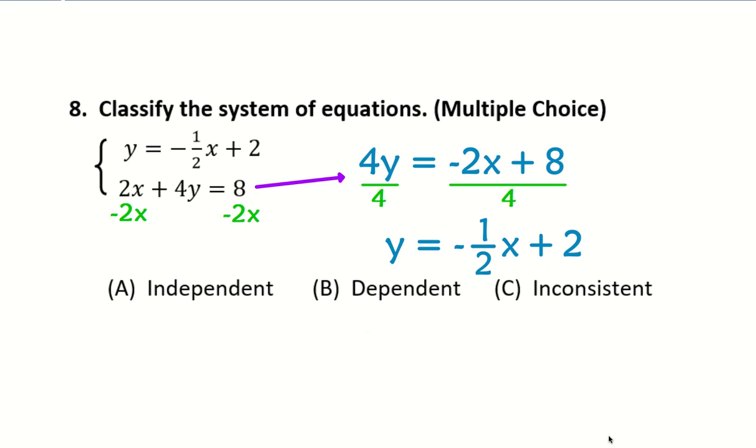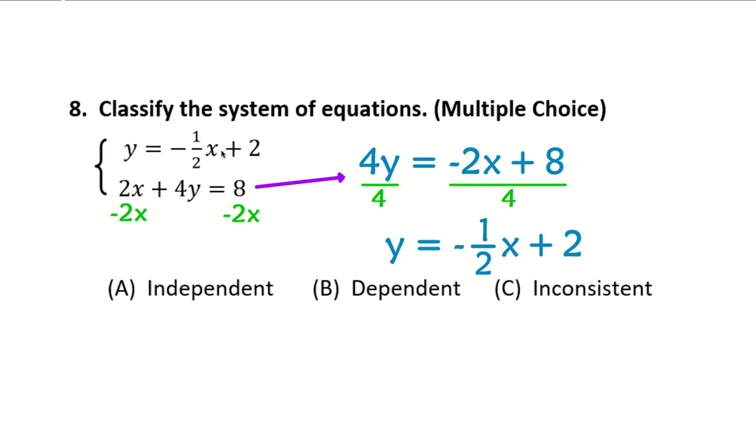It's the same exact line on top of each other. Inconsistent means that there's no answers at all. And if you graph the two lines, they're going to be parallel, of course, because they don't cross anywhere. They don't share any solutions in common, so there's no solutions to the system. So you have to know what all three of these mean.